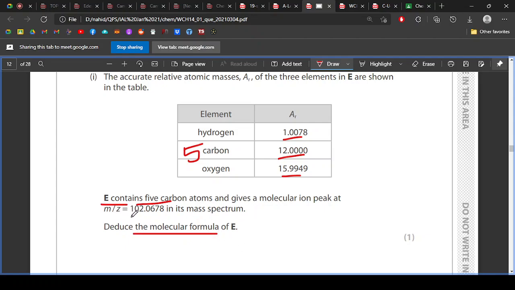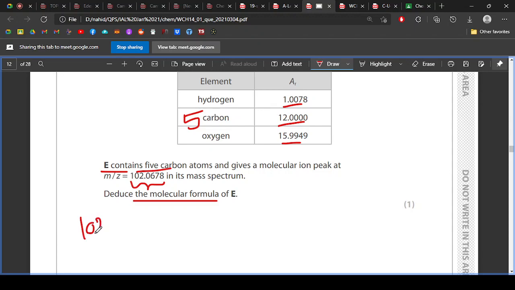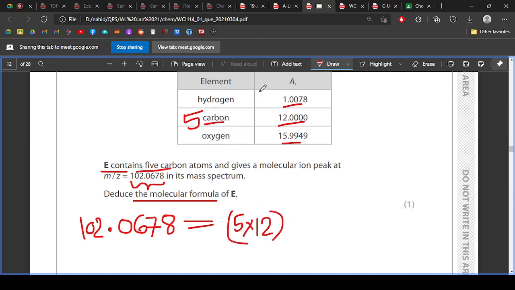The total mass by charge is 102.0678, right? If this is the total mass of the compound and there are 5 carbon atoms, I can already do 5 times 12, because according to this table, the mass of each carbon is 12.